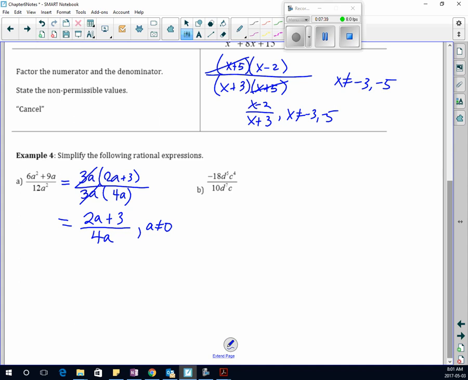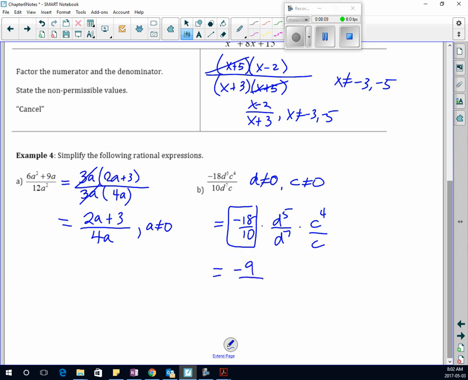So you can see here d cannot equal 0 and c cannot equal 0. Okay, so now you can look at this separately. Do you see that this is negative 18 over 10 times d to the power 5 over d to the power 7 times c to the power 4 over c? So do you see this fraction can be reduced to negative 9 over 5.